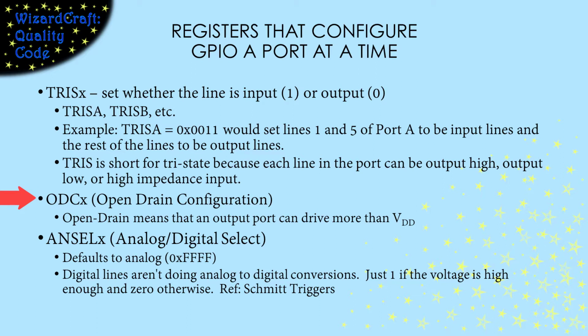The ODC register is used to put an output pin into open drain configuration. That means that the output port can drive more power than our usual digital voltage. Finally, the ANSEL registers are used to set each pin to operate in either analog or digital mode. If you do nothing, all pins will default to being analog. If you put a pin into digital mode, it does not do analog to digital conversion on the input voltage. They are Schmitt triggers, which means that they change state when the input change is significant, but they won't bounce between states if the input fluctuates by small amounts.